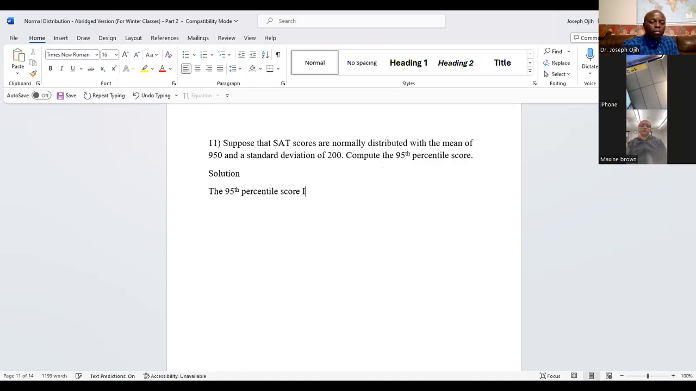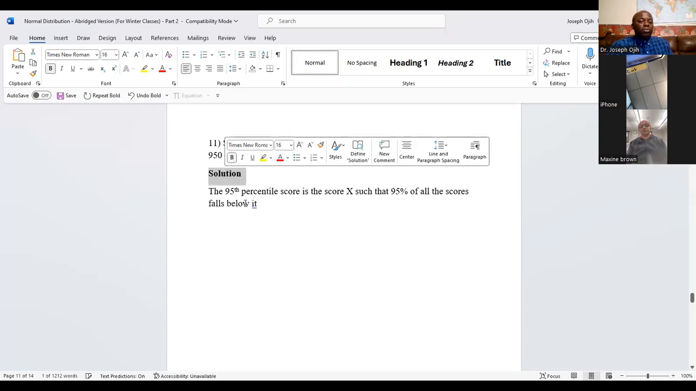Is the score X so that 95% of all data values, all the scores, fall below it. Okay. Now that's what it means.